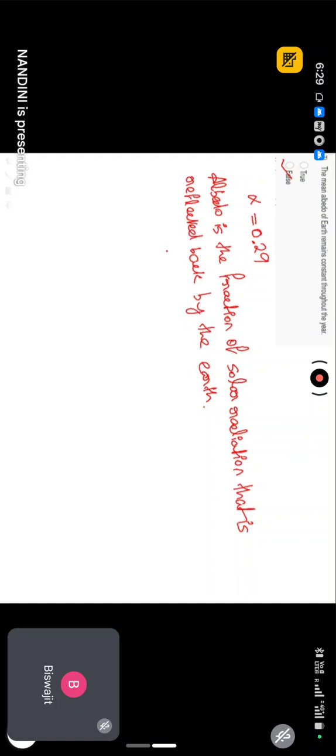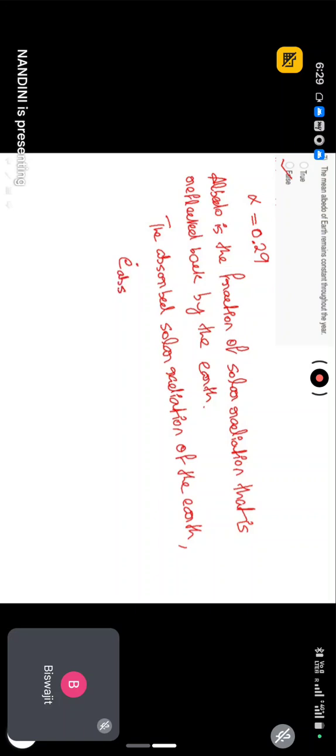The absorbed solar radiation of the Earth basically depends upon the albedo of the Earth. So if E absorbed is given by incoming solar radiation, which is ES, into 1 minus alpha.